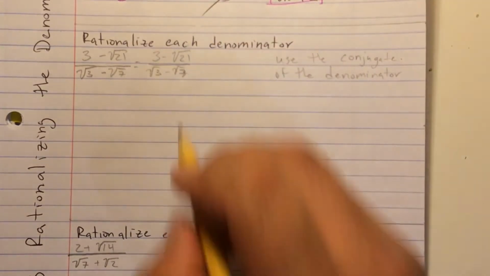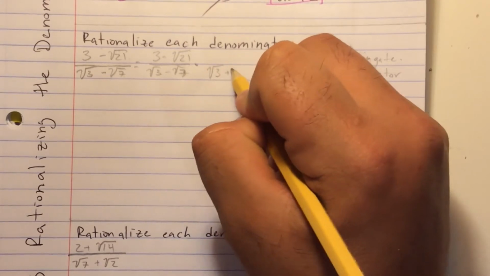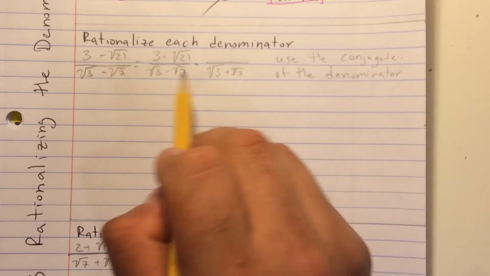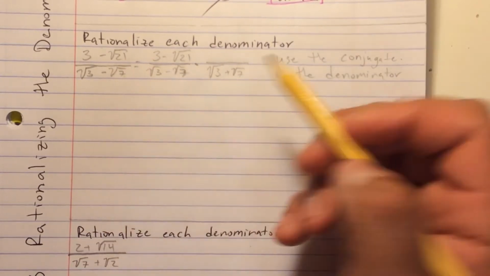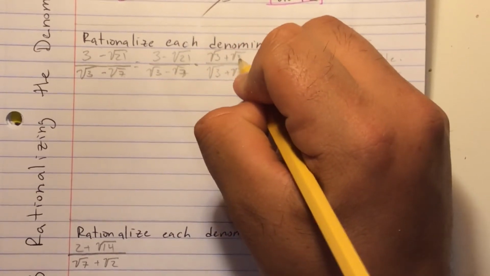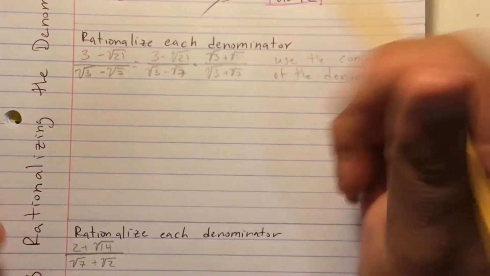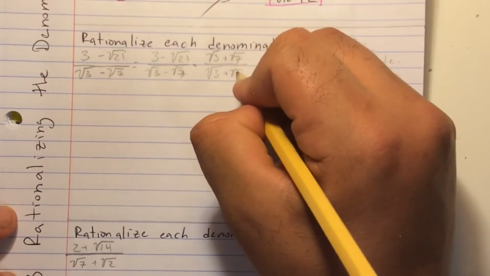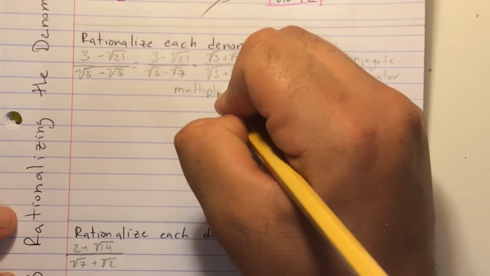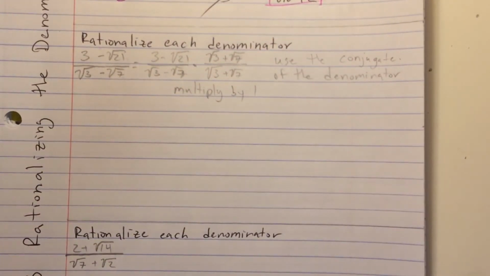So this is going to be multiplied by square root of 3 plus the square root of 7, because that's the conjugate here, right? They're the same, except this is negative, this is positive. But if I do this here, I also have to do this here to show that we're actually multiplying by 1, because the numerator and denominator are the same. And if you multiply by 1, nothing changes, right? Because everything is the same.